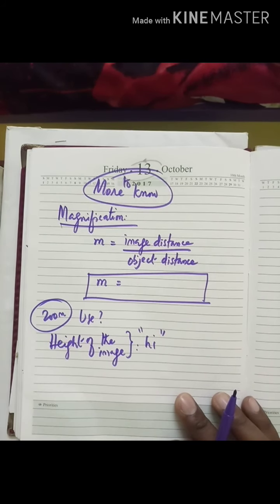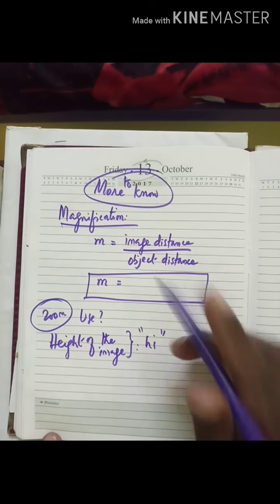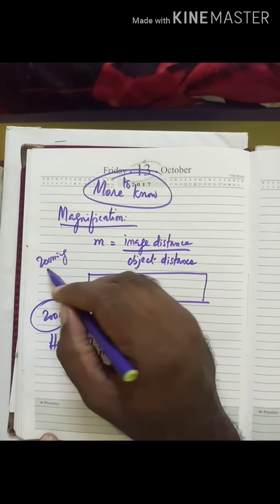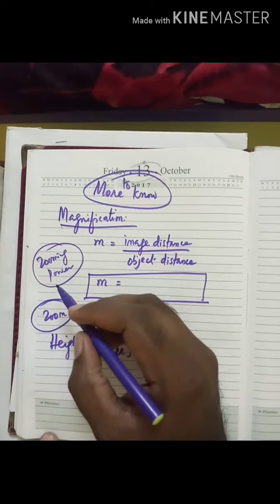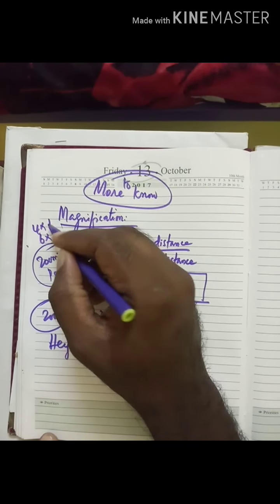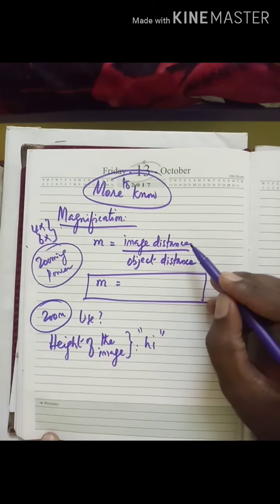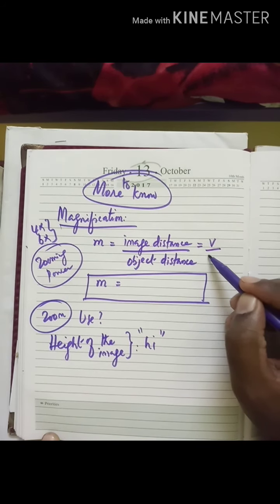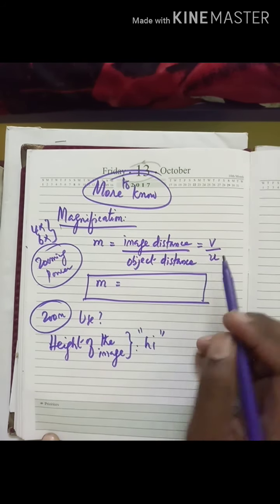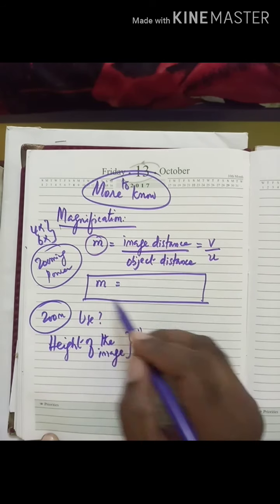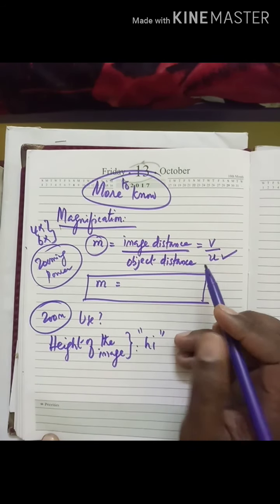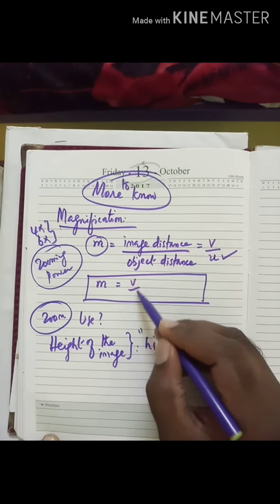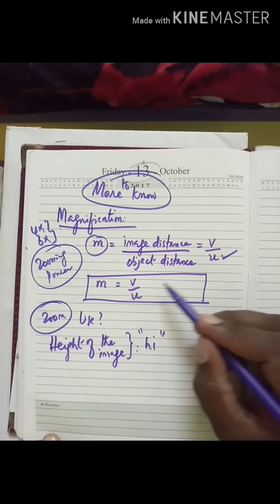So dear students, let us know something more than the formula. Here magnification is nothing but zooming, as I said, a zooming power. Nowadays we are using 4x, 6x cameras. How does it zoom? It has a relation with image distance divided by object distance. Image distance can be represented by v and object distance can be represented as u. So magnification can be calculated by this relation, that is m is equal to v by u, which will give the magnification of the lens.